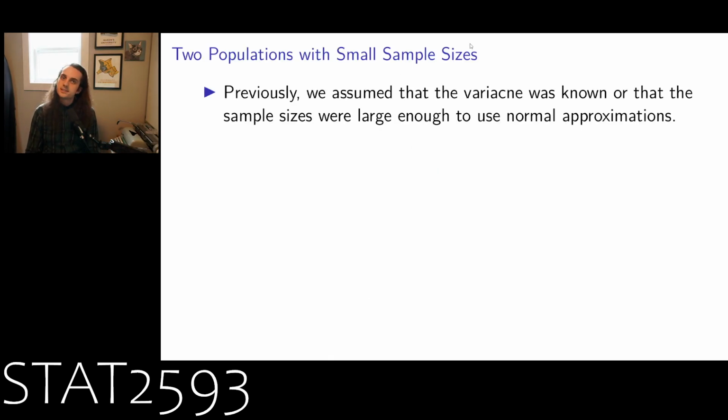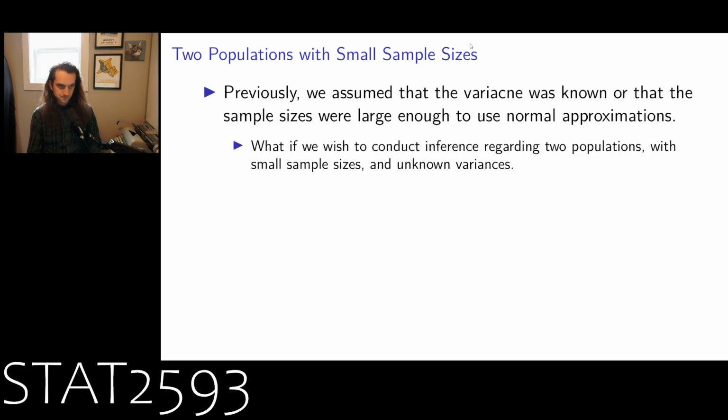So previously, we assumed that the variances were known or that the sample sizes were large enough that we could use normal approximations to the sampling distribution. What if we want to conduct inference when we do not know the variances and also the sample sizes are quite small, right?